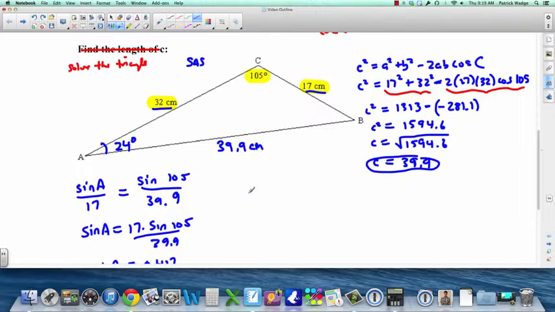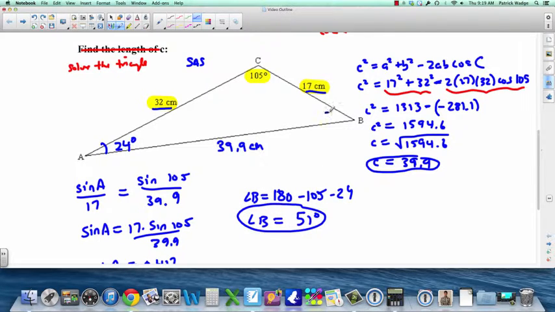Well, we know that angle B is equal to, what do all the angles add up to? 180. So it's equal to 180 minus the 105 up here, minus the 24 over there, and if you subtract those, you're going to get 51 degrees. And we're finished. This is 51. Okay, we solved the whole thing.